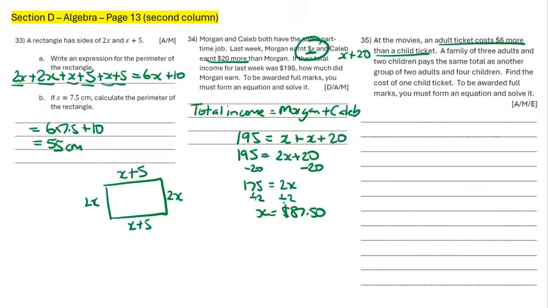A family of 3 adults and 2 children pay the same as a group of 2 adults and 4 children. So what that's trying to say is, we'll write this down here. 3 adults, we'll call it A, plus 2 children, call it C, is the same as 2 adults plus 4 children. So those two there are the same. The only issue is we've got A's and C's. That's not going to work for us. So we need to figure out what can we do to get rid of that.